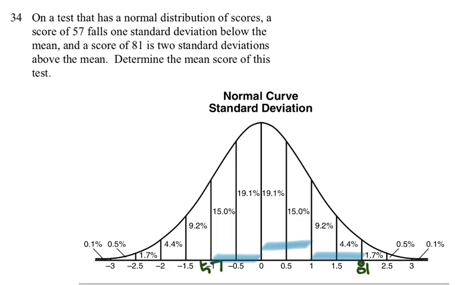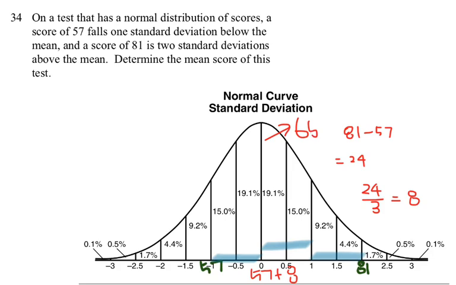Determine the mean score. Then how would you determine it? So the difference between 81 and 57 was in fact equal to 24. Now, once you divide that by 3, because that's the difference of 3 standard deviations, we know that each standard deviation will be equal to 8. So then when you add 8 to 57, we get 65. So 65 must be our mean. Alright.